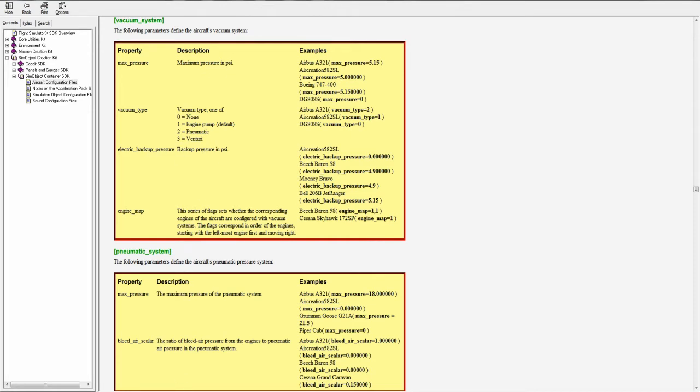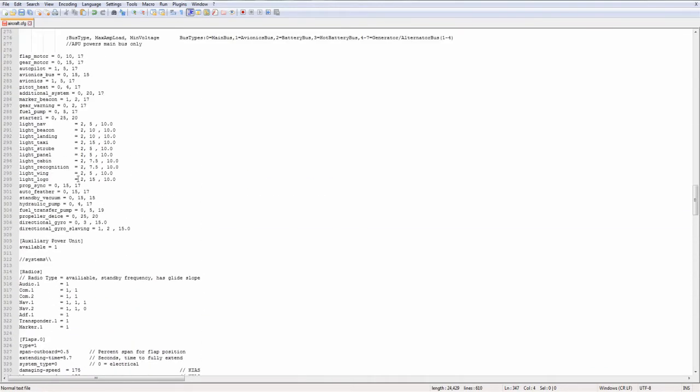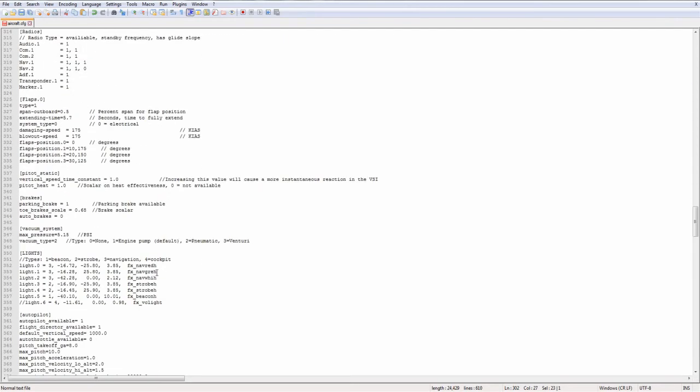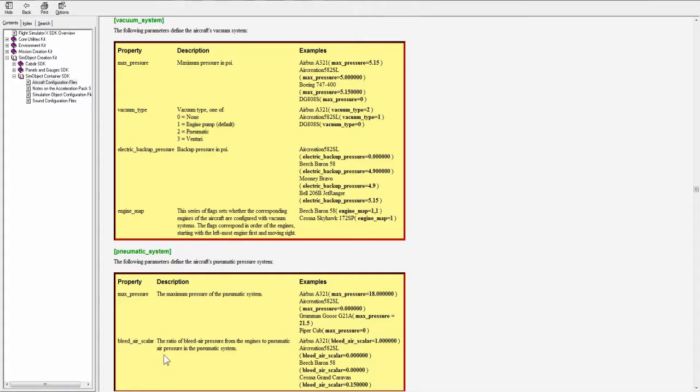Now, there's a couple of other things here. Electric backup pressure. If you remember back to the electrical system, we actually defined a vacuum pump somewhere, right? Standby vacuum pump value in the electrical system. That ties into this if you have this set. Electric backup pressure. This defines the pressure the electric backup standby vacuum pump is capable of giving the vacuum system. For full effectiveness, go with the normal max pressure. Same here on the electric, but you can make the backup pump less effective, which means not everything will function 100%. And the engine map is the series of flags that correspond to the engines that have a vacuum pump.